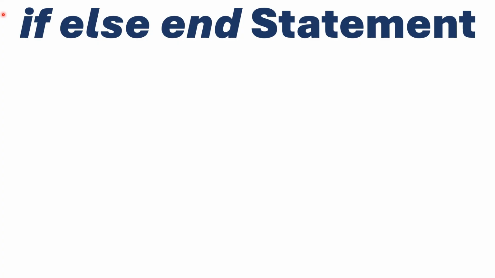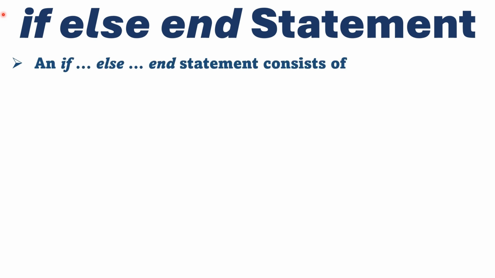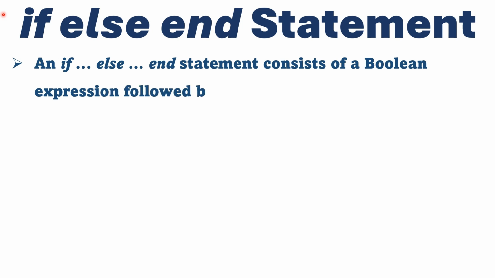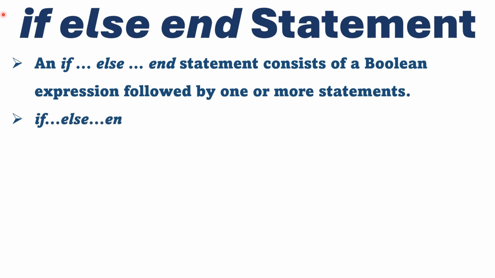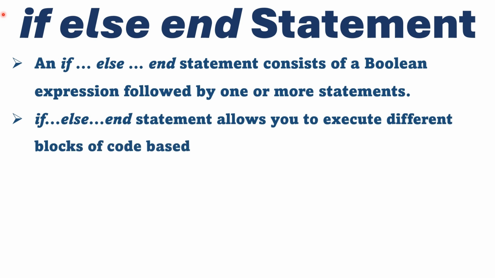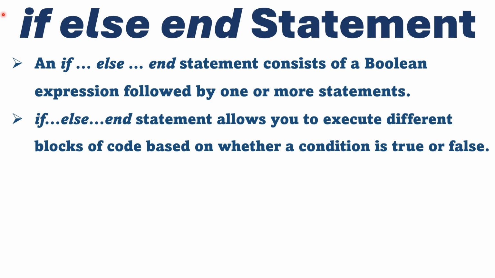Now time for the if else end statement. An if else end statement consists of a Boolean expression followed by one or more statements. The if else end statement allows you to execute different blocks of code based on whether a condition is true or false. And that is the beauty. Earlier we were able to execute only one condition, but here you are allowed to execute different blocks of code depending on whether the condition is true or false.